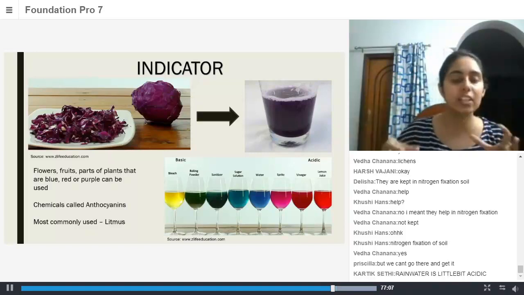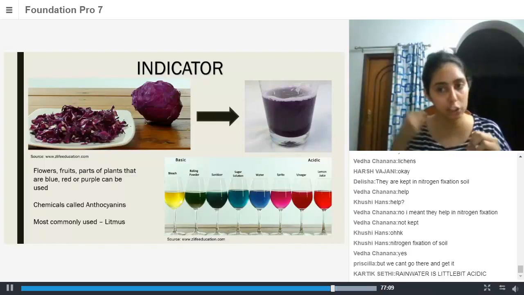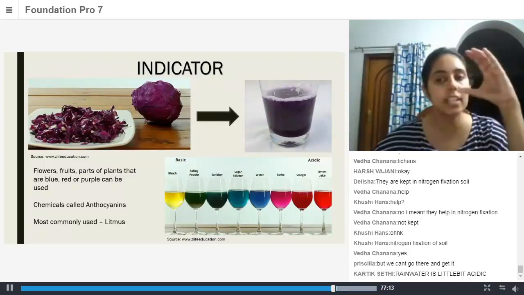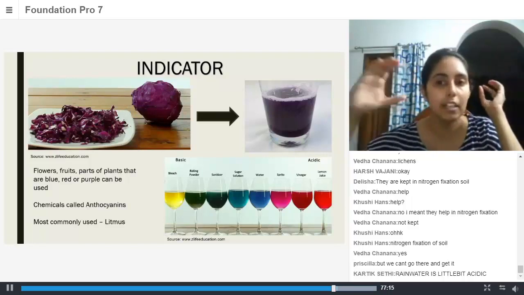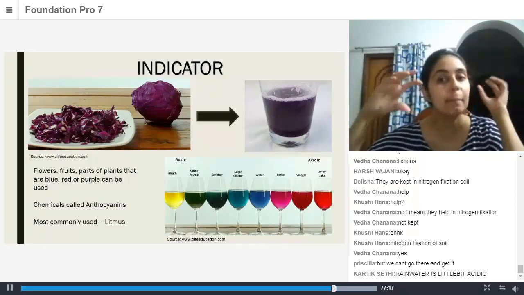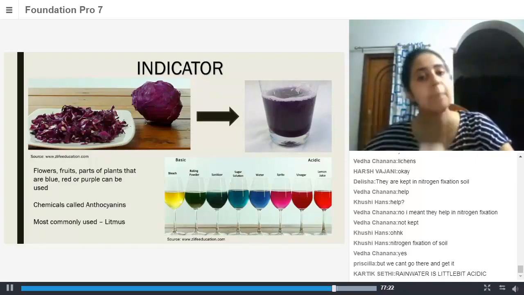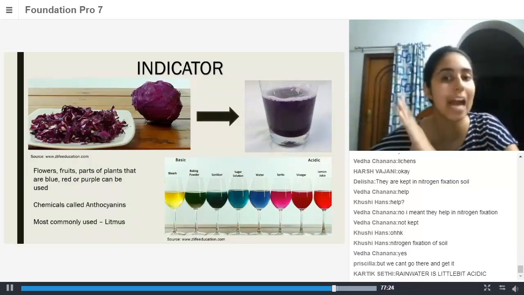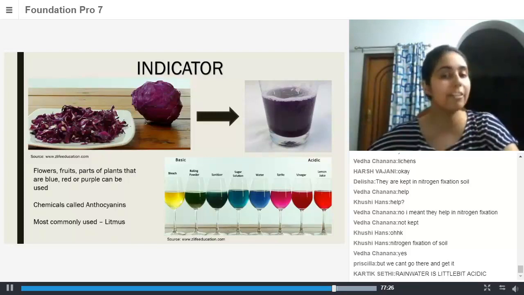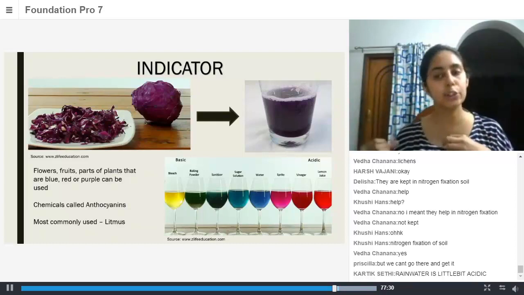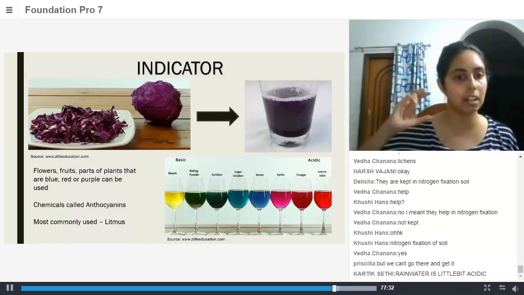You take out the juice, and you'll end up getting what you see on the right hand side in a cup. You'll see a dark purple color liquid. So this can be your natural indicator. This is not litmus indicator. This can be some other indicator. In this case, this is a cabbage indicator. They have taken purple cabbage, cut it into small pieces, extracted the juice, and collected it in a glass container.